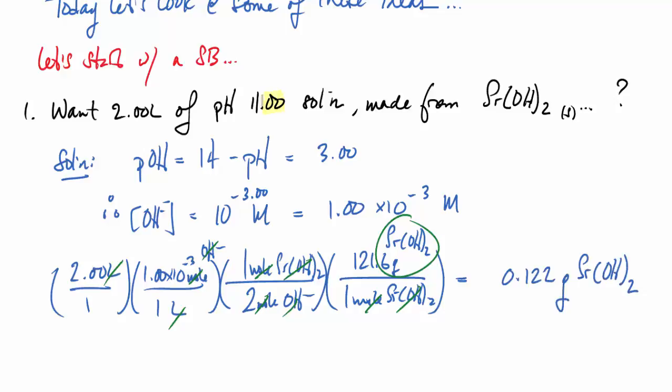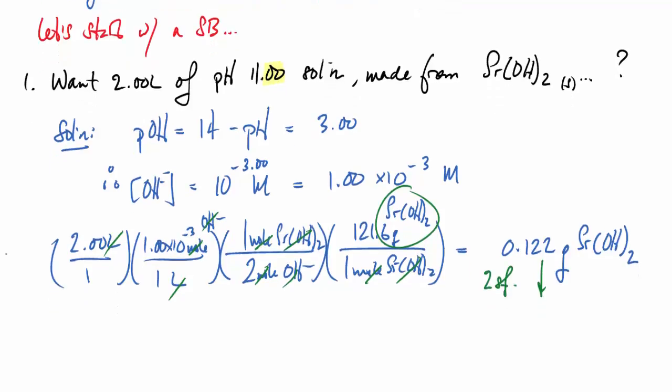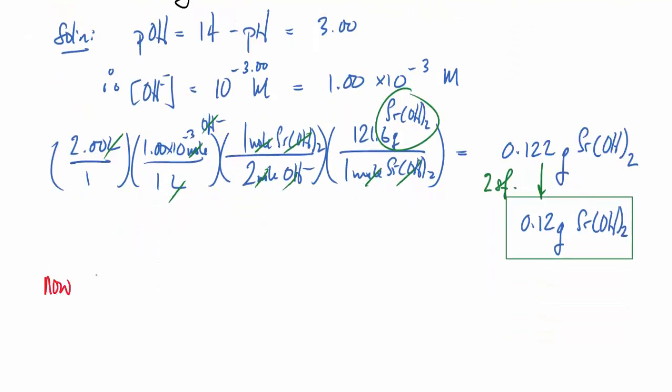That's 0.122 grams, but of course this has just 2 sig figs. Notice the digits after the decimal place in a pH count as sig figs. So this comes up as 0.12 grams of strontium hydroxide. Not much strontium hydroxide needed to make a pH 11 solution, 2 liters of it.